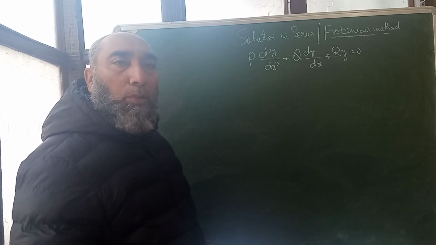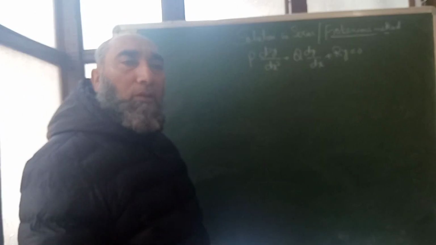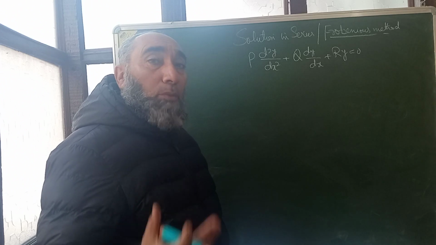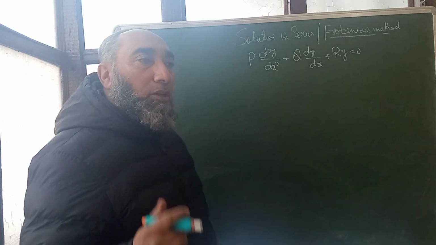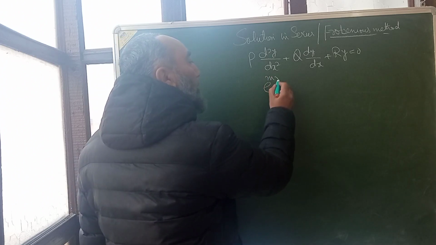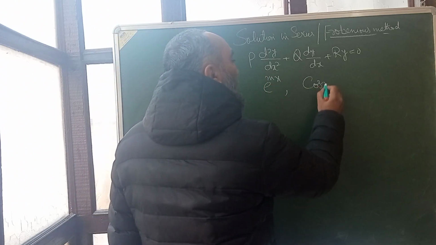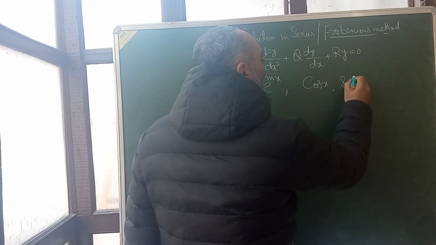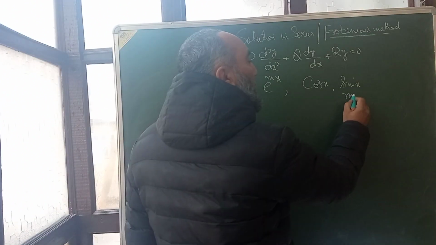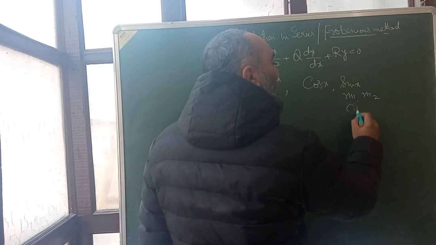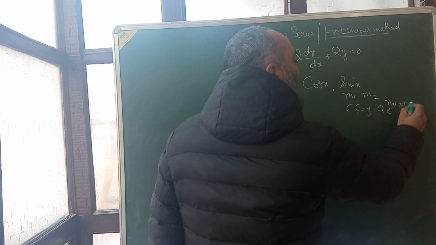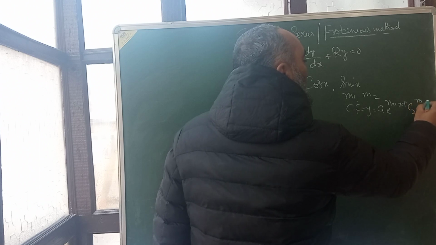You have to find the complementary function. For that, you have to find the auxiliary equation. Roots of the auxiliary equation may be real and different, may be equal, and may be imaginary. In each case, the solution is of the form e raised to the power mx type, either in terms of cos or sine. If you have two roots m1 and m2, the complementary function is c1 e to the power m1x plus c2 e to the power m2x.